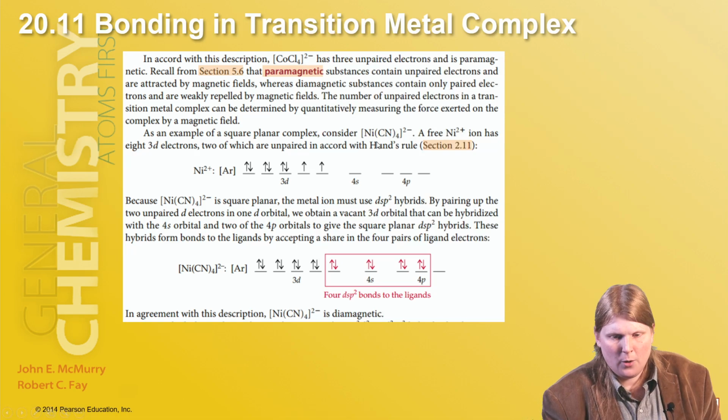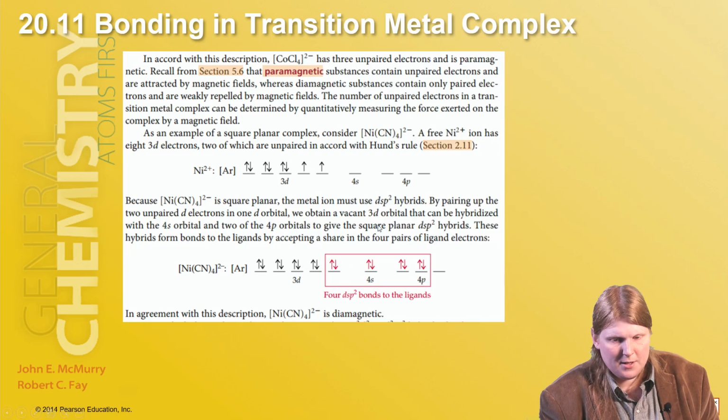So they look here at a square planar complex, and these are unpaired with the free Ni2+ ion. And they show how this one is dsp2. So we use one d, and then an s, and then 2 p's, and they'll go in that sequence. And that way they'll all be able to fill up, so each of these 4 cyano groups can fill in that direction. This makes this diamagnetic because all the electrons are paired.